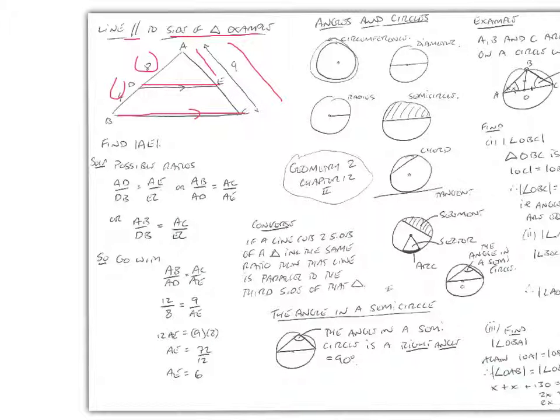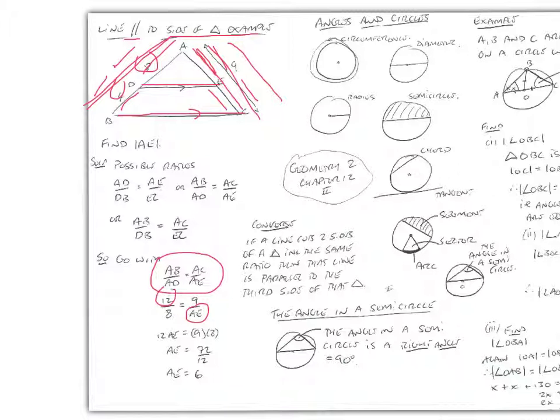Well, let's look at the possible ratios we can use. We can look at AD over DB equals AE over EC, or we can look at AB over AD equals AC over AE, or we can go at all of AB over DB is all of AC over EC. Okay, so we'll go with AB over AD equals AC over AE, because we know 3 of those. We're looking for AE.